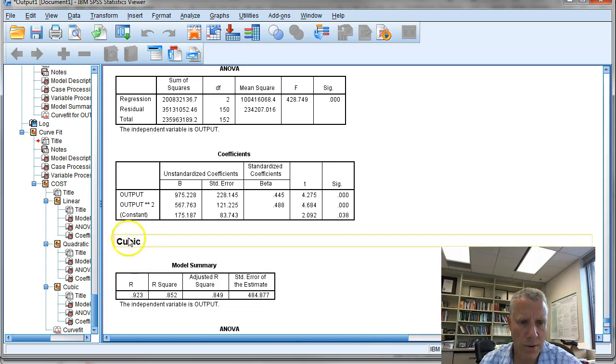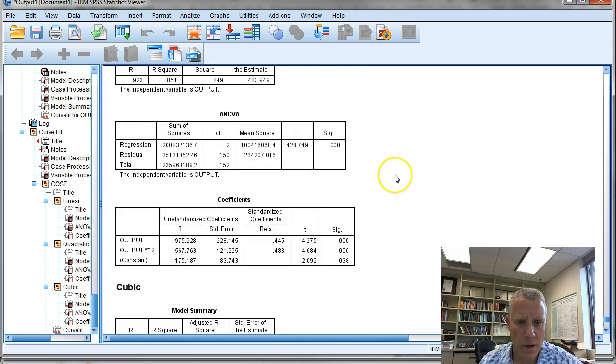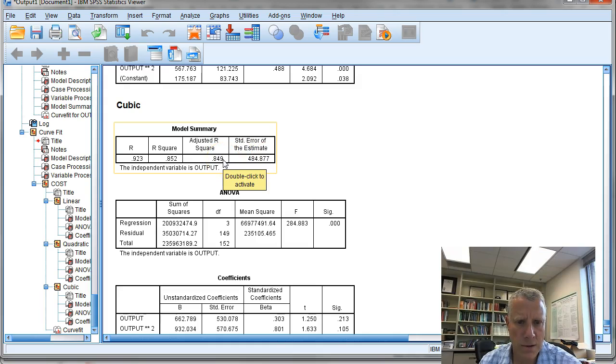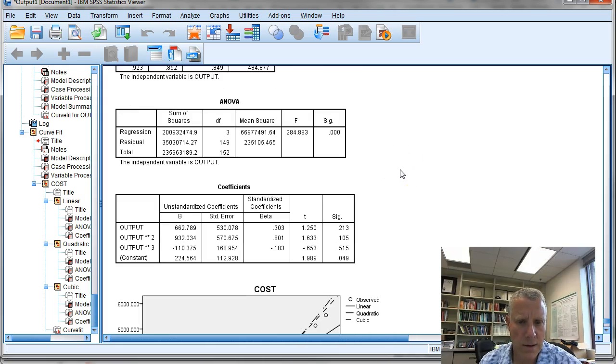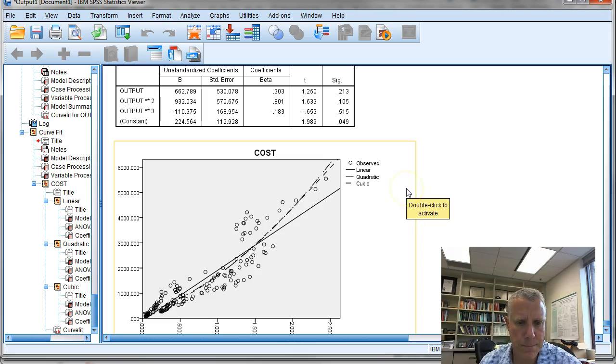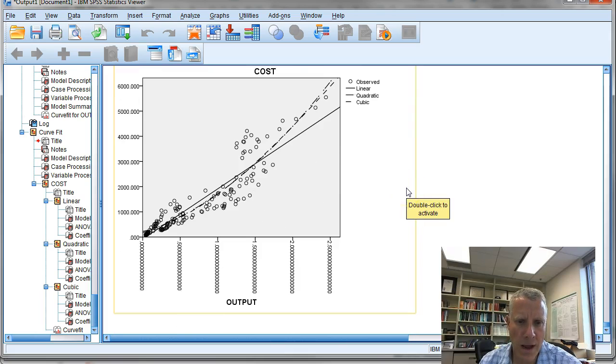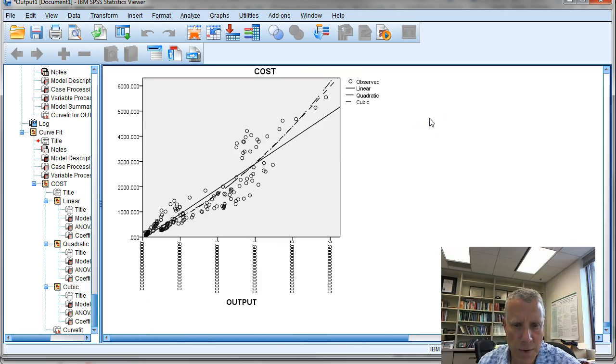Okay, here we have the cubic. So our R squared does not increase from the quadratic, and all of our t statistics are below 2. So we would conclude that this model is not an improvement over the quadratic. And here's a graph of what the data looks like, and the lines fit to the graph, and it's hard to see much difference between the quadratic and the cubic, this curved model, which is what we found in the tables above.